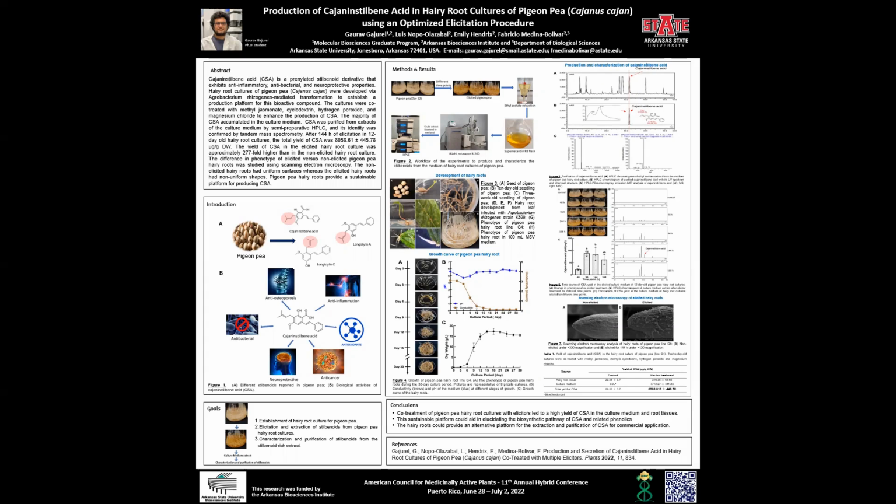So to optimize the production platform for this stilbenoid, the overall goal of this project was to utilize the hairy root culture platform and elicitation procedure to enhance the production of the target compound. To obtain this goal, figure 2 shows the general workflow for this study.